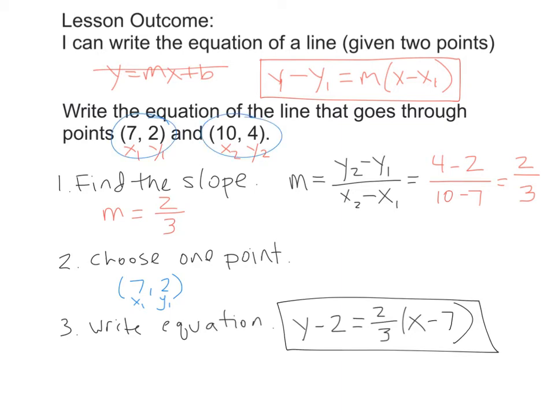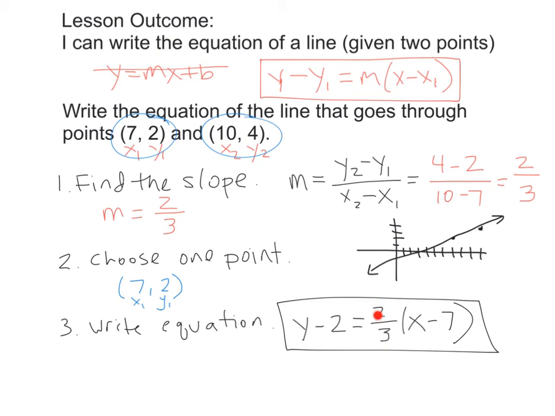Now one thing I like to point out when we're done writing one of these for the first time is that if we had looked at these 2 points on a coordinate plane, so 1, 2, 3, 4, 5, 6, 7, 8, 9, 10. I just know where my points are. So (7, 2) is right here. And (10, 4) is right here. And that's the line that we're talking about right there. Does that make sense for what we wrote right here?